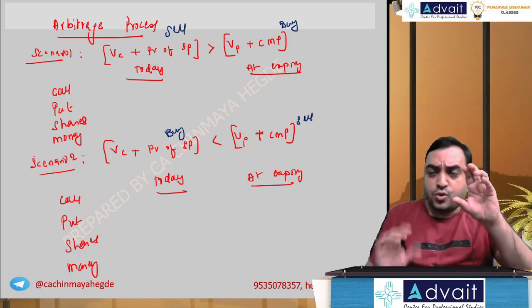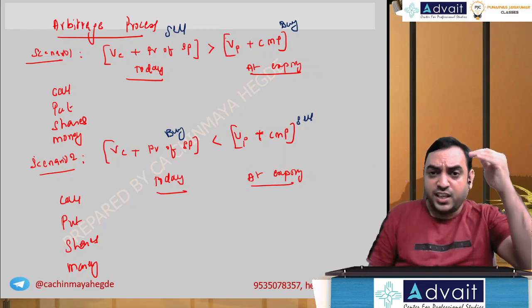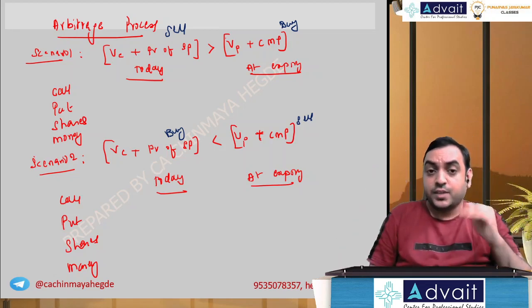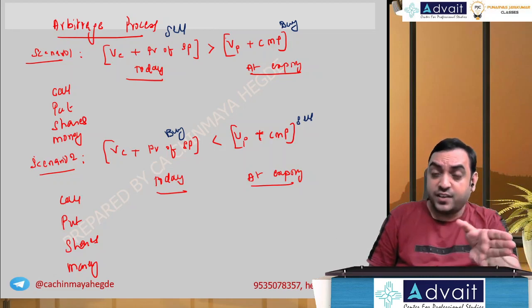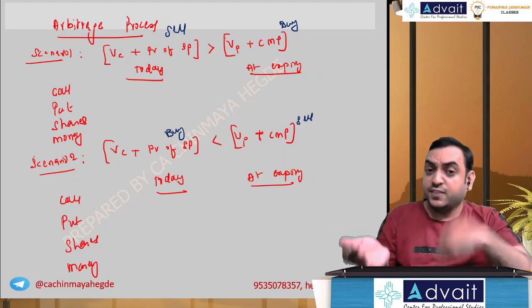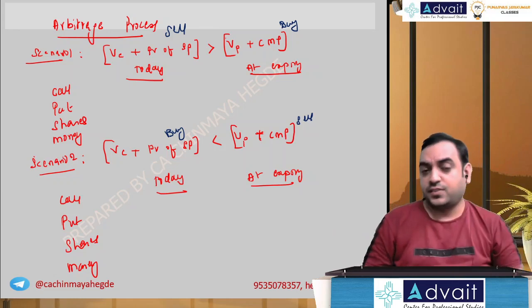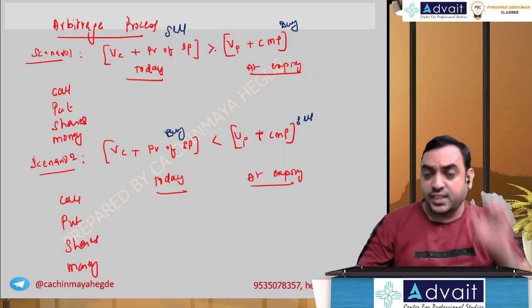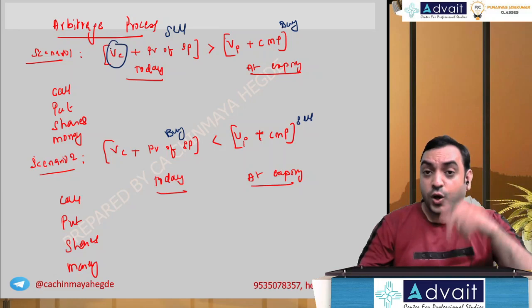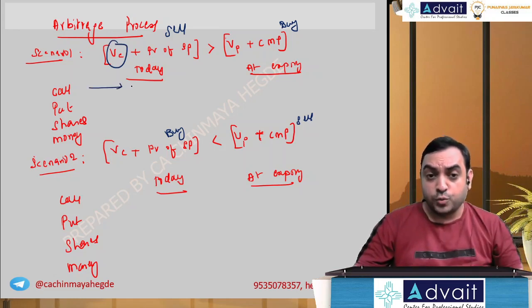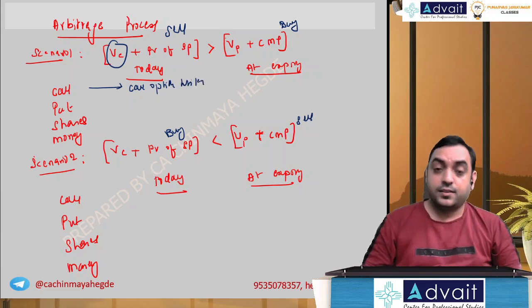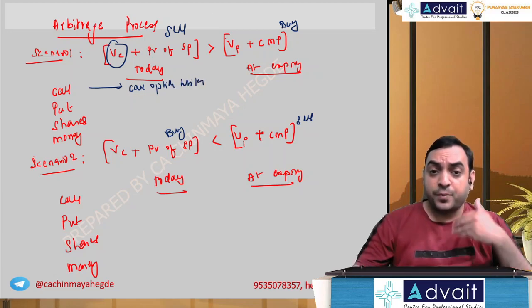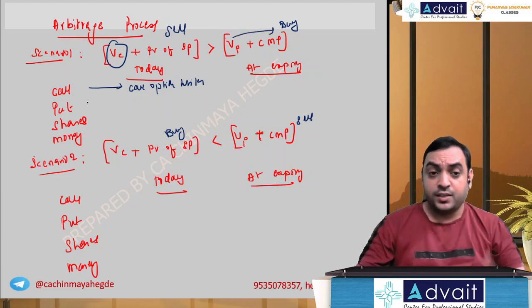What transactions you do today, what transactions you do on expiry, in call, put, shares and money. If the left hand side is less, you buy the left hand side and sell the right side; reverse if the right hand side is less. So in the first situation, the left hand side is more, so you sell. What do you do in call? Call you sell, which means you become the call option writer. Now, what will happen in put option? Put option you buy, which means you become the put option holder.